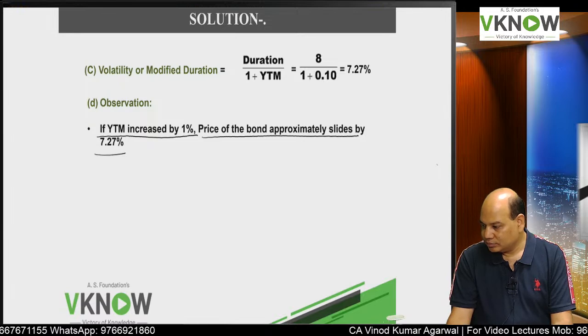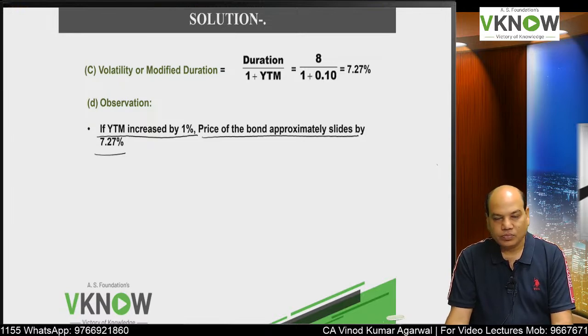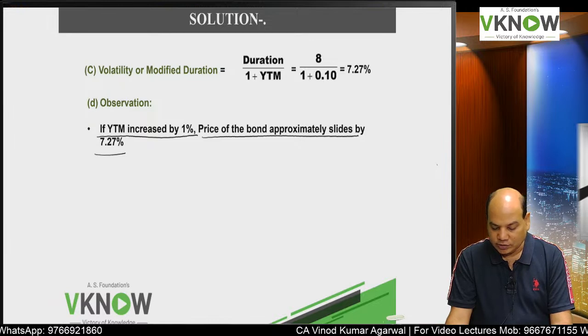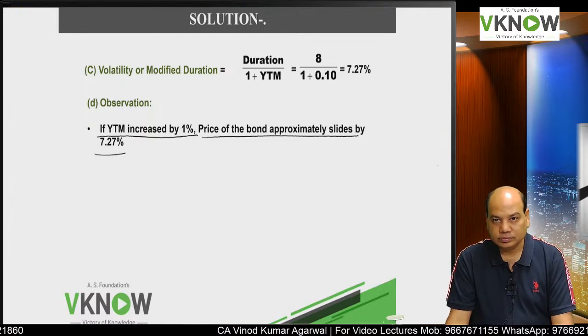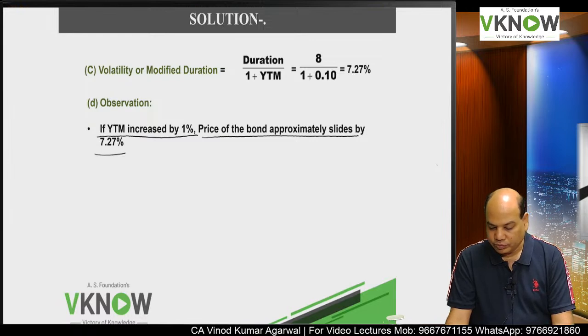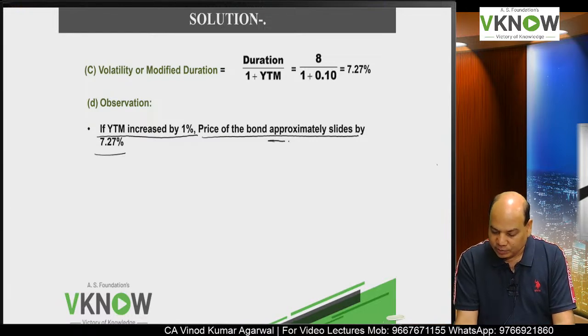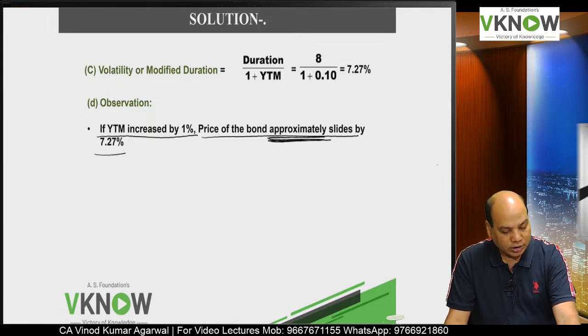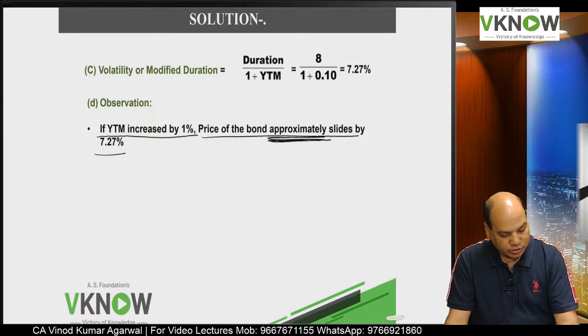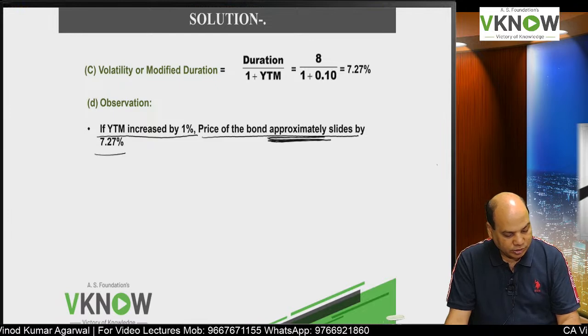Devika is right. 7.27. Very good. If YTM increases by 1%, the price of the bond approximately, underline approximately, not accurately, approximately slides by 7.27%.